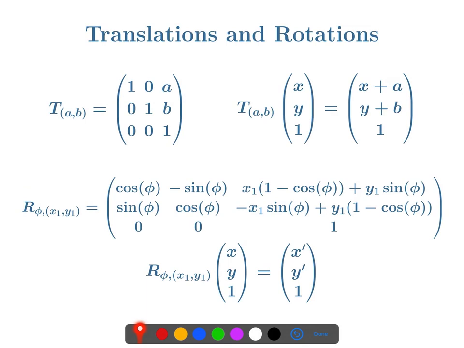And to summarize, then, we have these translation and rotation matrices. The translation matrix looks like this. The translation matrix times xy1 will give us x plus a, y plus b, and the x plus a, y plus b is what we get after we translate xy. And we have this messy looking rotation matrix, but it does what we want. If I take that matrix and multiply by xy1, it'll give me x prime y prime 1, where x prime y prime really is the rotation of xy about the point x1, y1 by an angle of phi. So that finishes this lecture.